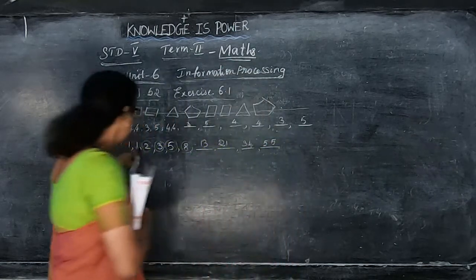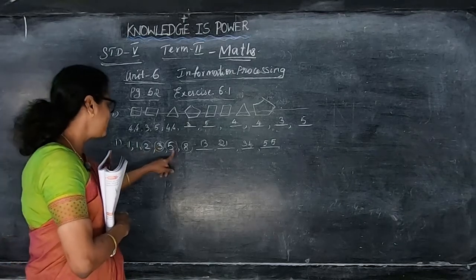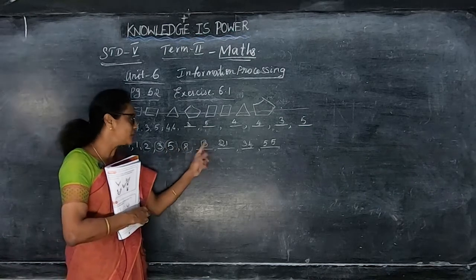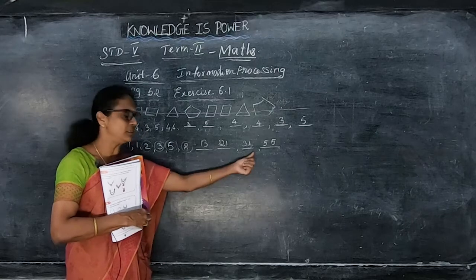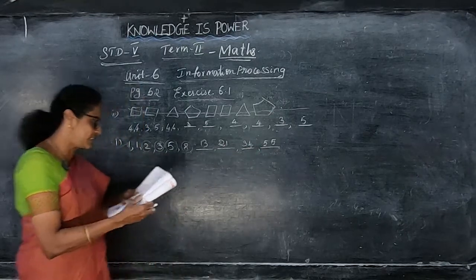Understood? 1 plus 1 is 2. 2 plus 1 is 3. 3 plus 2 is 5. 5 plus 3 is 8. 8 plus 5 is 13. So 13 added to 8 is 21. And 21 and 13 if we add this you will get 34. 34 and 21 we will get 55 is the answer.